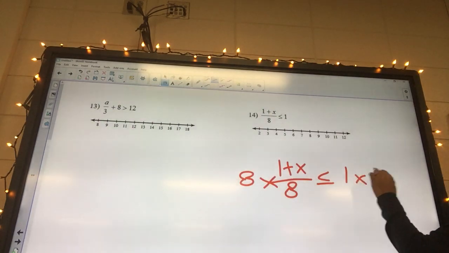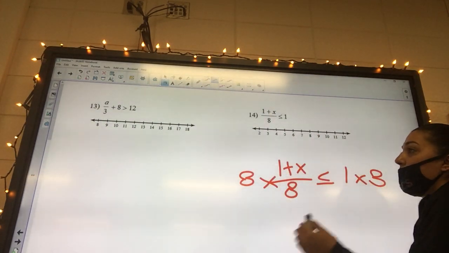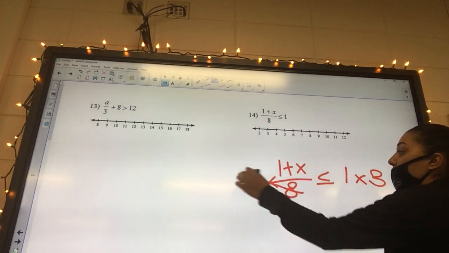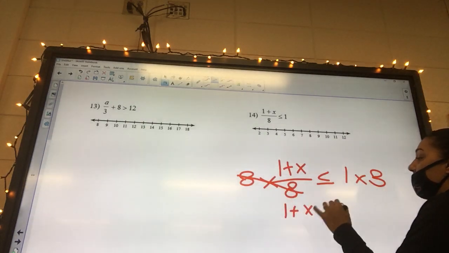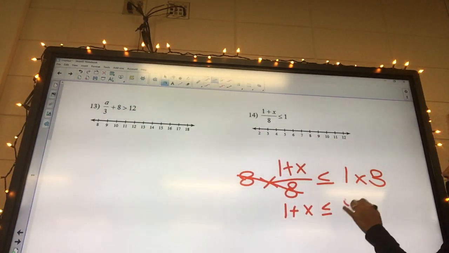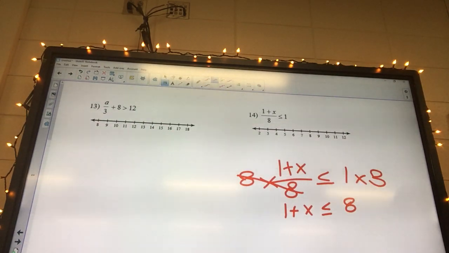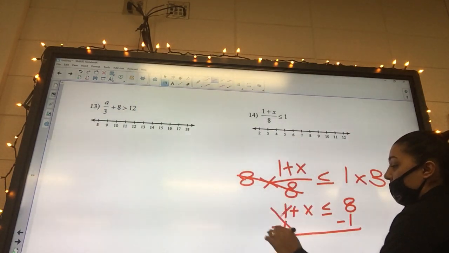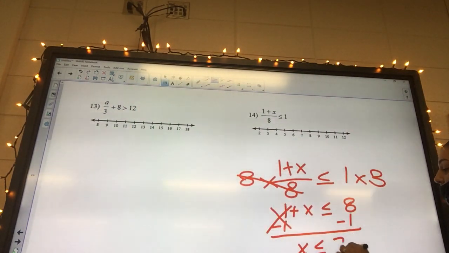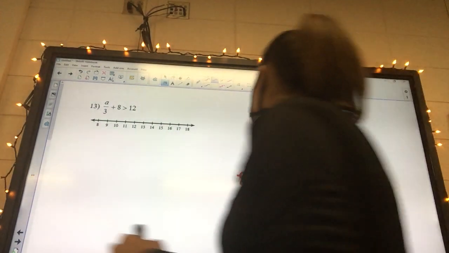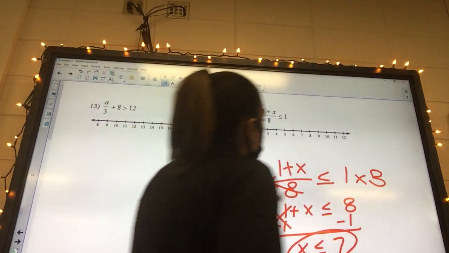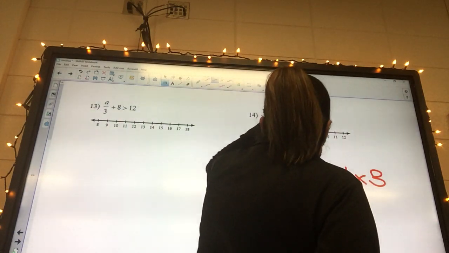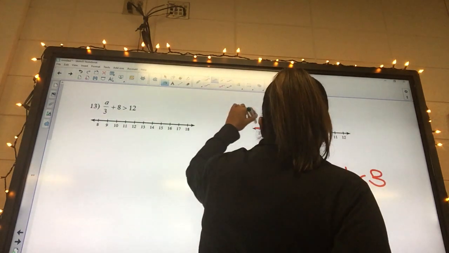Okay, some of you guys get lost on this one about what to do first. So make sure that you write yourself every step down so when you get a problem like this, you're gonna know what to do. And then what's our very last step gonna be? Get rid of the 1, so -1. So at 7, circle filled, closed and to the left.